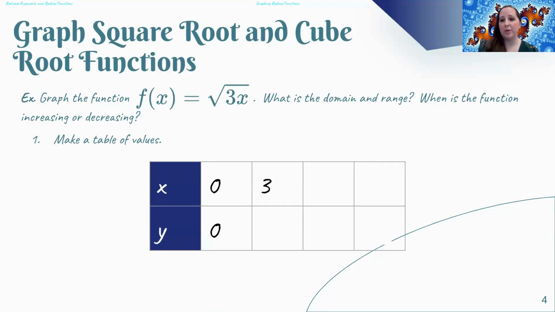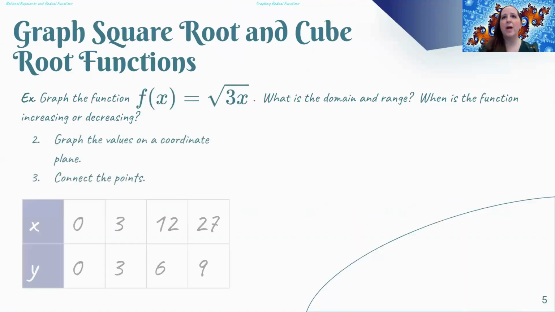Then I'm going to do 3 times 3, because I know 3 times 3 is 9. The square root of 9 is 3. Then I'm going to do 3 times 12, which gives me 36. The square root of 36 is 6. And I'm going to do 3 times 27, and the square root of that gives me 9. So 3 times 27 gives me 81. The square root of 81 is 9.